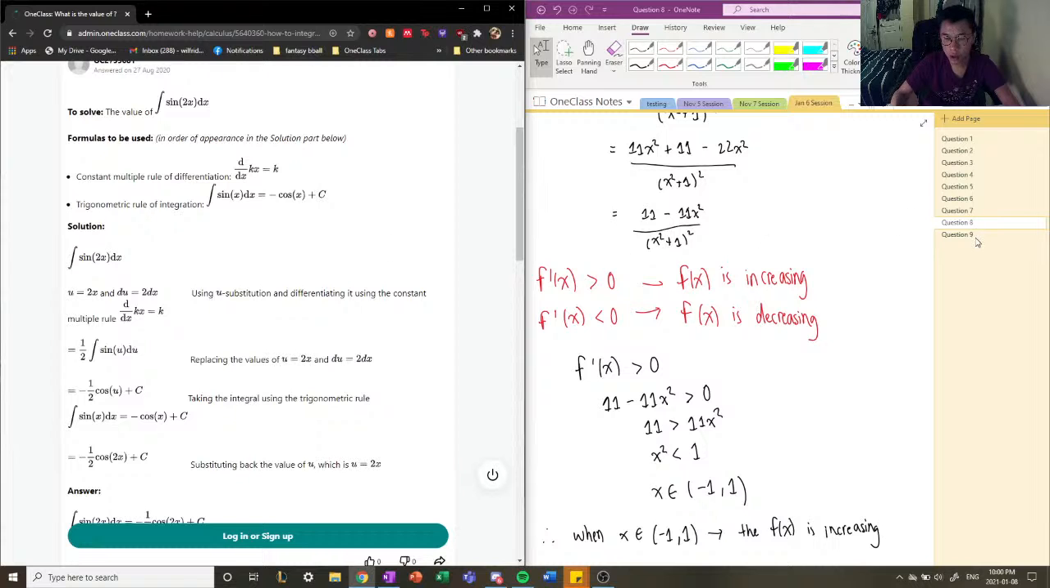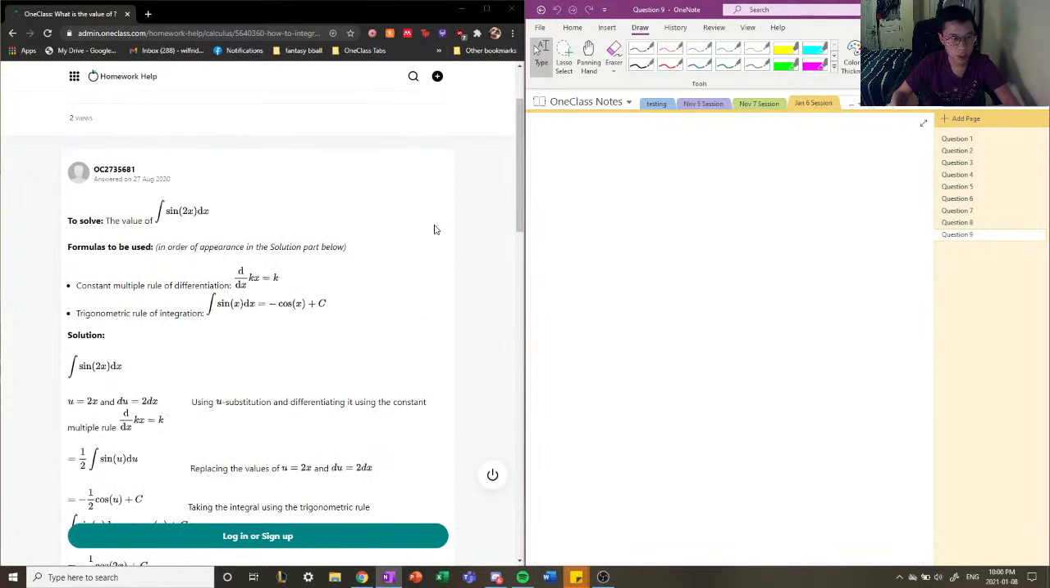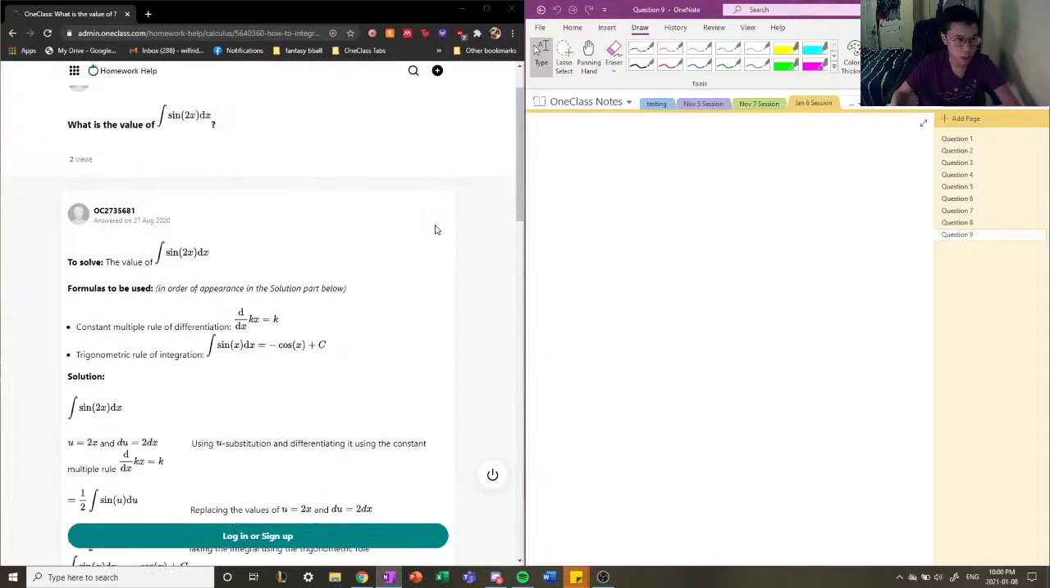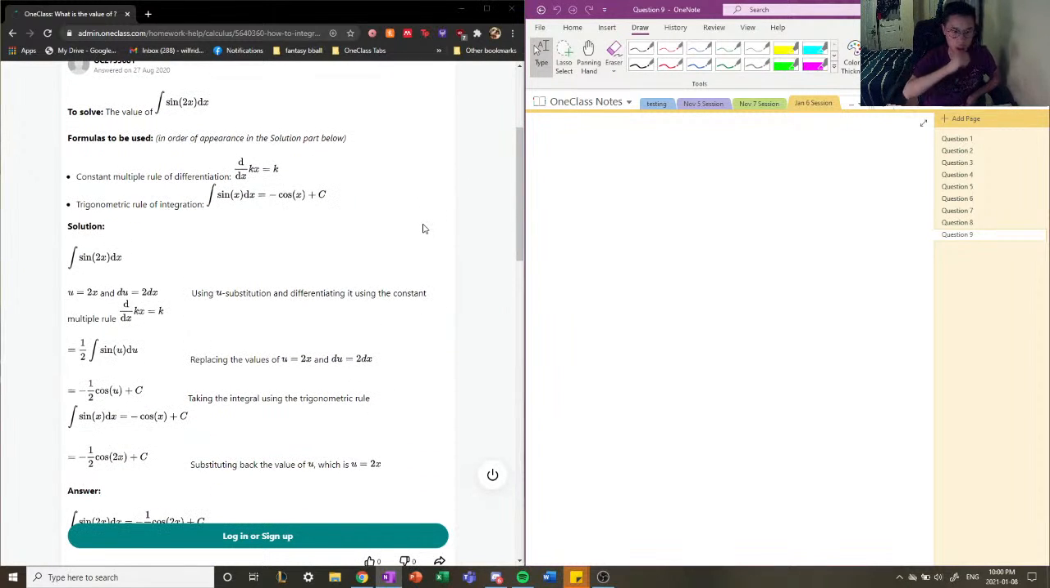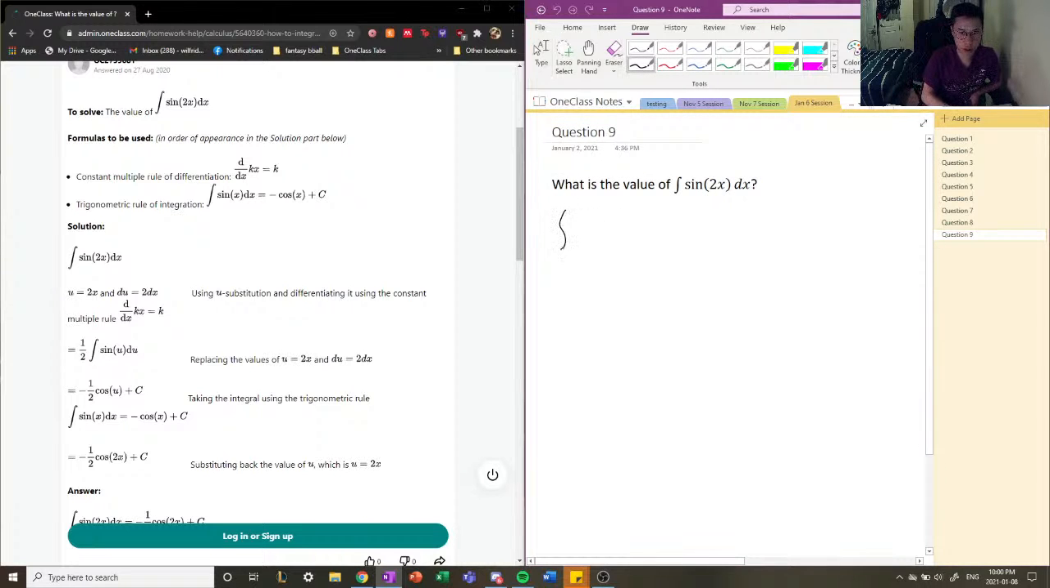Okay, finally, I'm going to evaluate our last question of the day, which reads: the value of the integral of sine 2x. Okay, so we're going to try to find the indefinite integral of sine 2x. So I'm going to be using a technique called u substitution to help us to find our integral here. Okay, so let's write out our integral again. So integral of sine 2x dx.